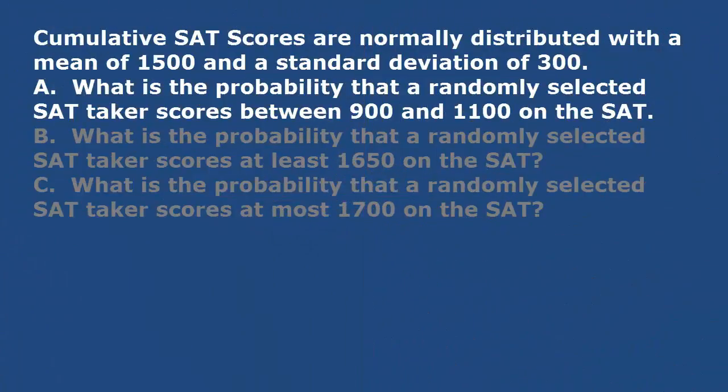Cumulative SAT scores are approximated well by a normal model with a mean of 1500, standard deviation of 300. What is the probability that a randomly selected SAT taker scores between 900 and 1100 on the SAT?